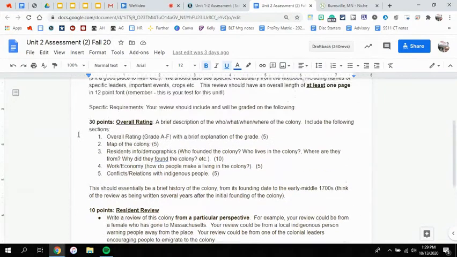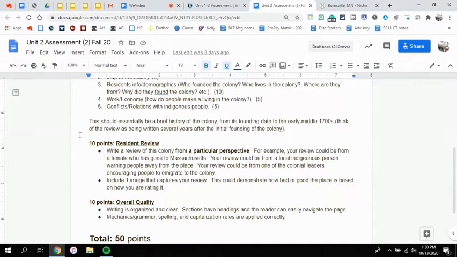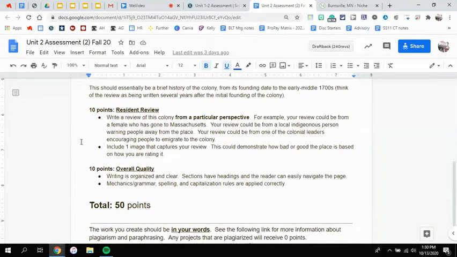So the first part is really kind of an overview and a history of the colony from the date of its founding through the maybe early to middle 1700s. So you're writing this kind of after this colony's been established for a while. The second piece, worth 10 points, is a review from your resident. And this is where we're going to ask you to pick a perspective.